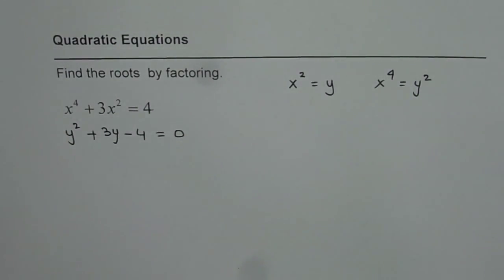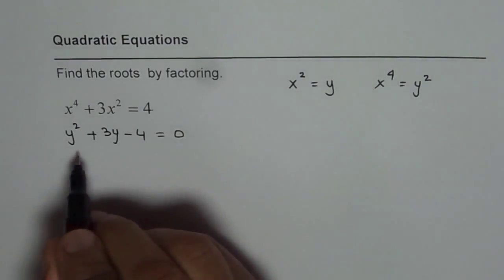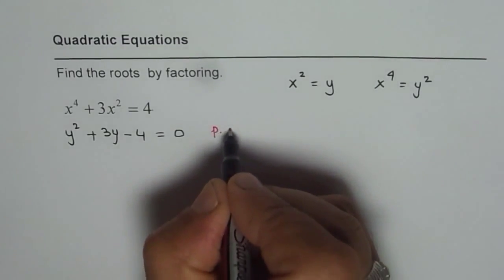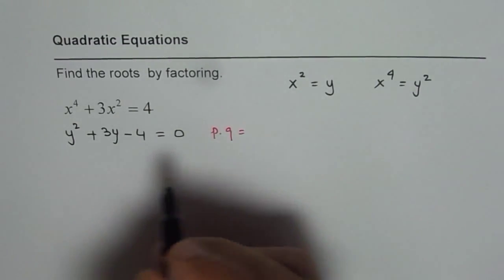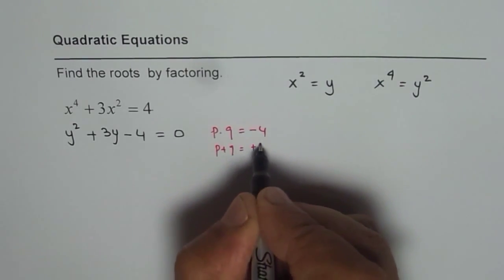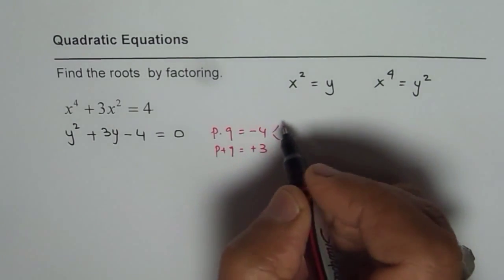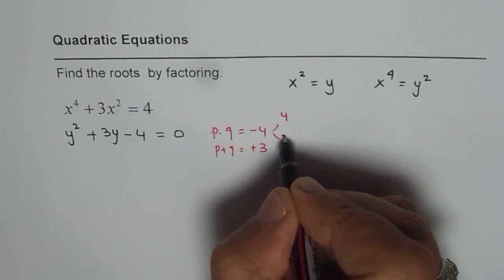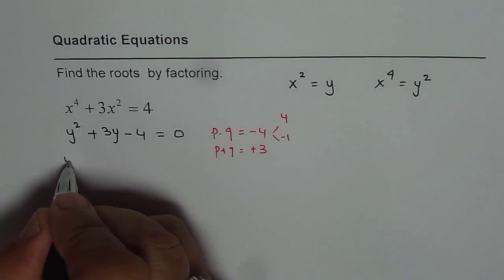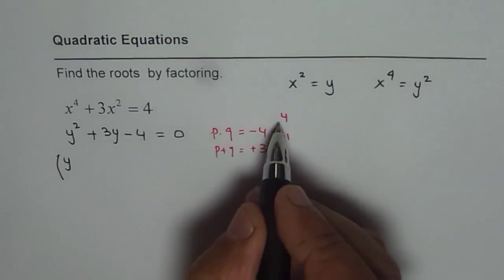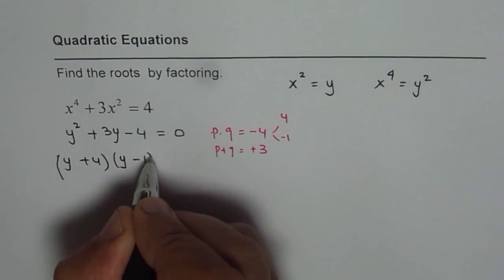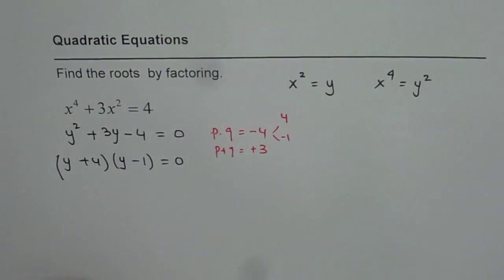Now it is a familiar equation where we can factor using product and sum. The product of the two numbers we are looking for is minus 4, and the sum of the two numbers should be plus 3. The numbers are 4 times 1, 4 positive, 1 negative, correct? So you can factor this as y plus 4 times y minus 1 equals 0, right?